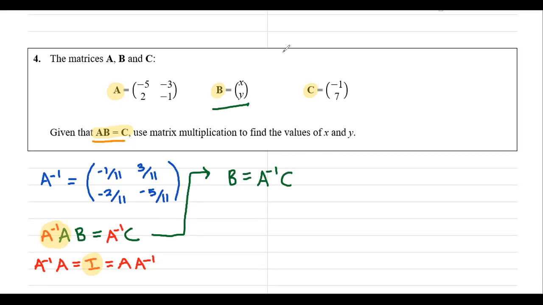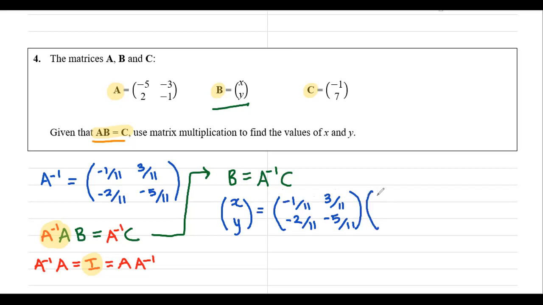Great. So let's fill in what these matrices actually are. So B, of course, is x, y, like that. A to the minus 1 we have, so that's negative 1 over 11, 3 over 11, negative 2 over 11, and negative 5 over 11, like that. All multiplied by C, which is negative 1 and 7.